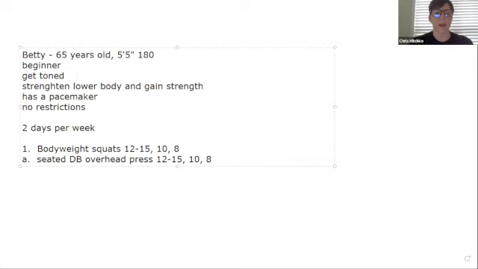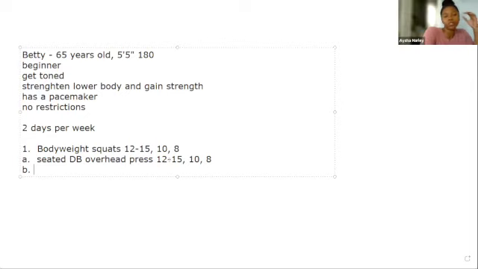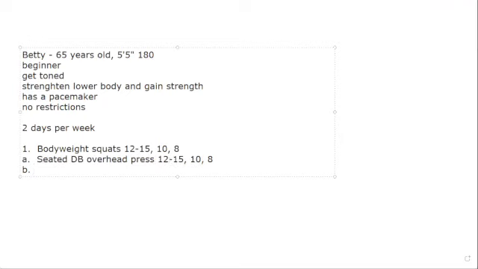So we have two core movement patterns. Somebody tell me what they are. Let's identify them. Squat pattern. Squat and then a vertical press. Yeah. Perfect. All right.